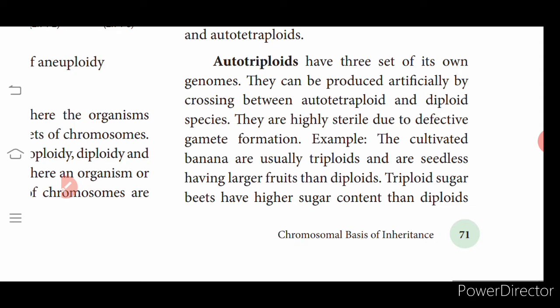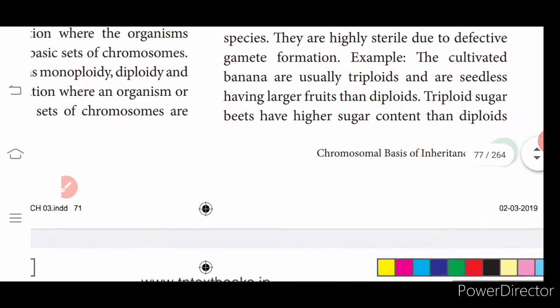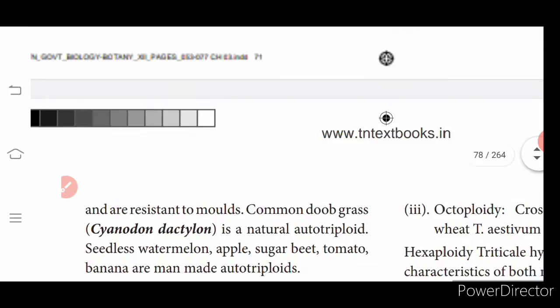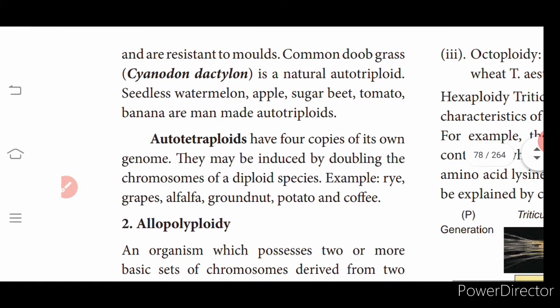Okay, they are highly sterile due to defective gamete formation. So gamete formation is not proper. The cultivated bananas are usually triploid or seedless. Usually when we go in for the triploid condition, they become seedless. As you know, seeds form the next generation. Okay, once the seed is not produced, the plant is called a sterile plant. That is how we are getting the plant by the triploid condition.